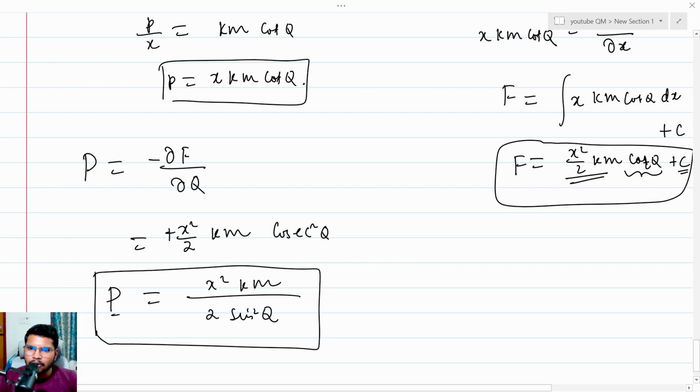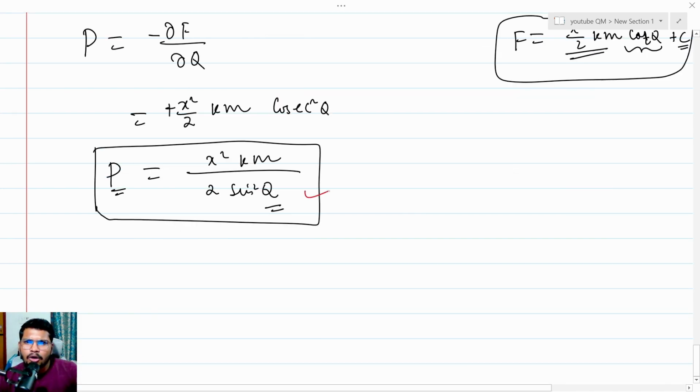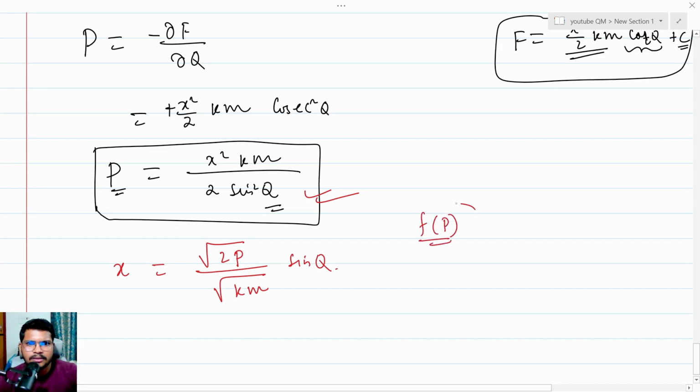I exactly know how this P and Q are now related. As I got, P has a relationship between x, k, m, 2 sine square Q, so I can rewrite this as x is equal to root 2P over root km into sine Q, right? And the question is, what is my f of P?